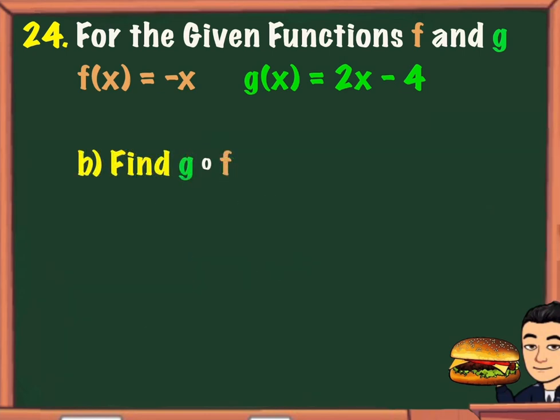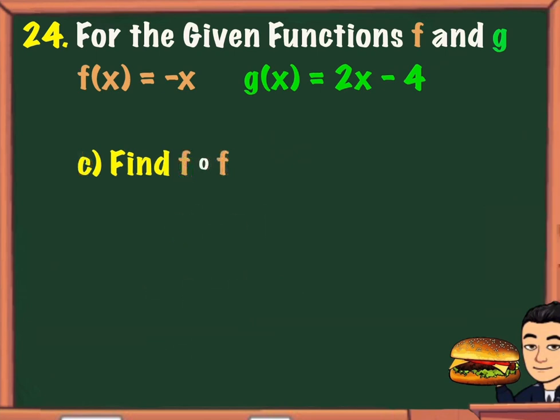For letter B, let's find g composed with f. And you can write that as g of f of x. So we know that f of x is equal to negative x. So go ahead and erase the f of x and put negative x in there. And now you're going to plug in negative x into x. So g of negative x is going to equal 2 times negative x minus 4, and this is equal to negative 2x minus 4.